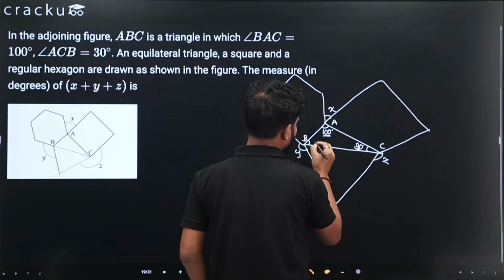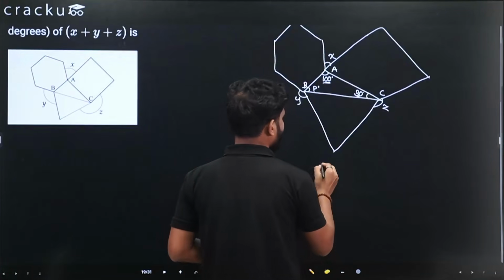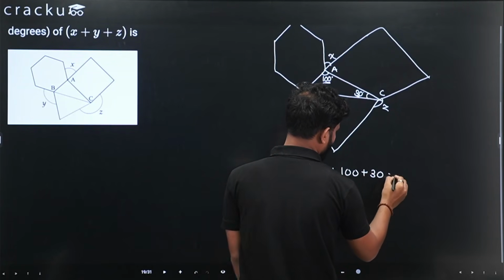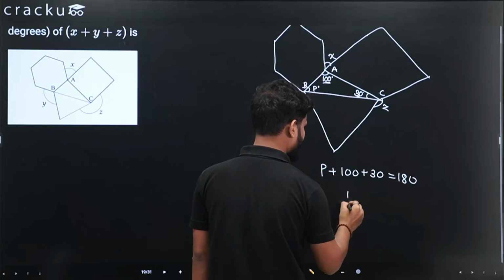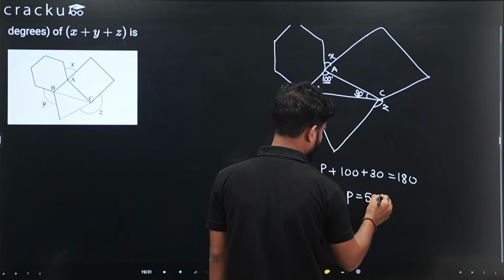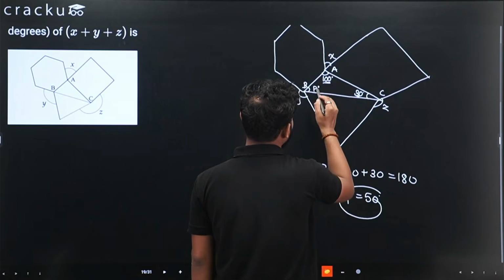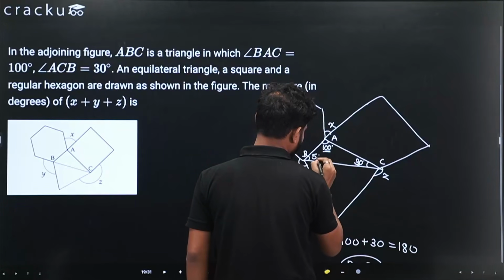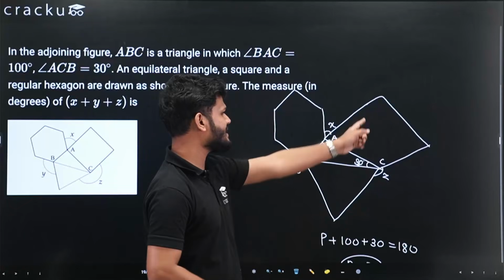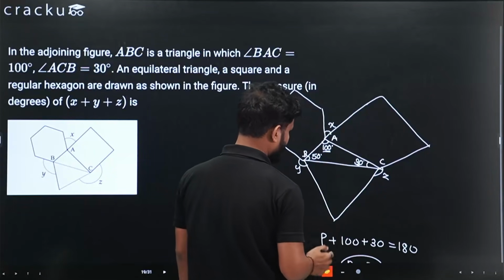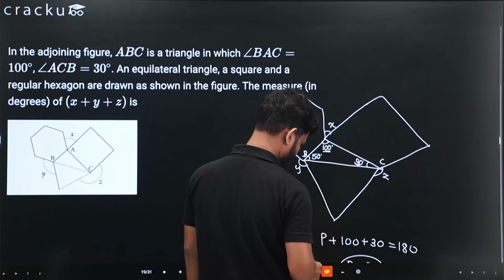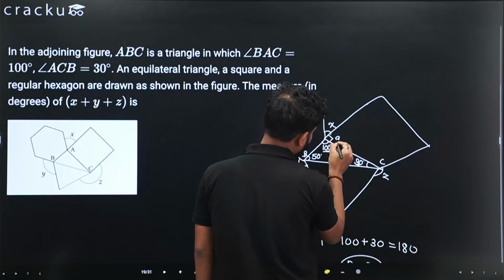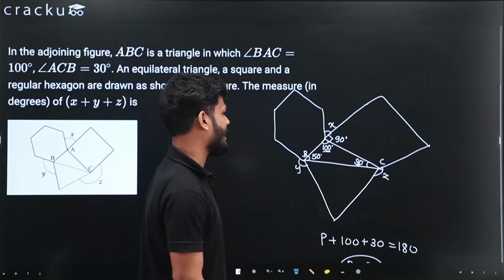Let us say this is some p degree. Okay, so p plus 100 plus 30 degree is equal to 180 degree. From here you get p is equal to 50 degree. So this will be what? This will be 50 degree. Now this is a square. So what will be this angle? In a square, every angle is a 90 degree. So this angle will be a 90 degree angle.